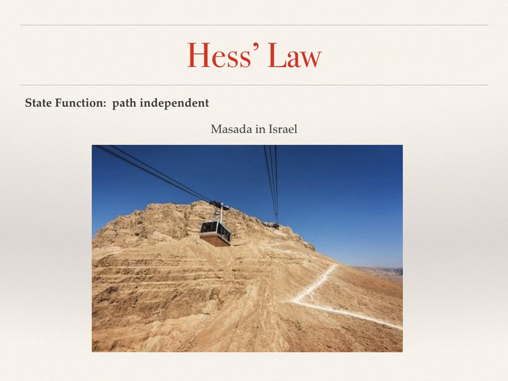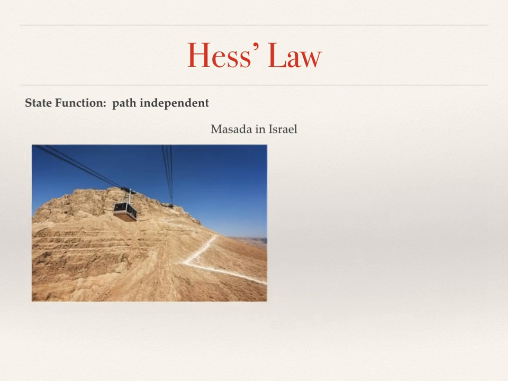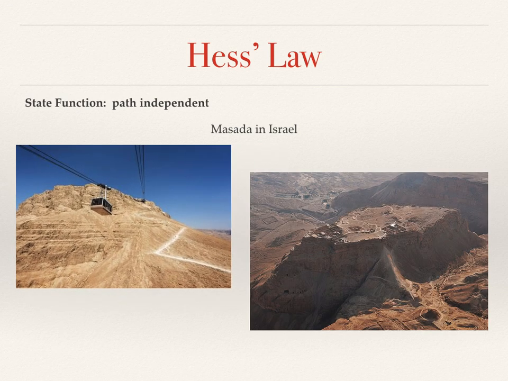The Romans weren't successful going up the snake path, and there obviously wasn't a cable car back then. So what they actually had to do is build a ramp to get up there, and you can still see that today. So technically, there are three different ways that you can get to the top of Masada. Again, the elevation of Masada doesn't change, just the path that you take to get there changes. And that's the idea behind Hess's Law.